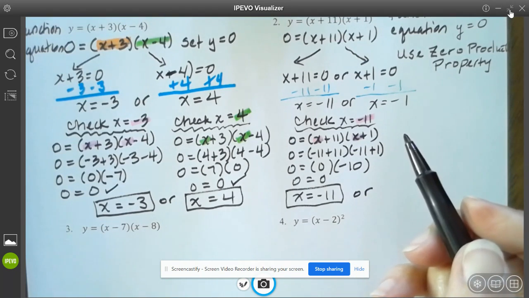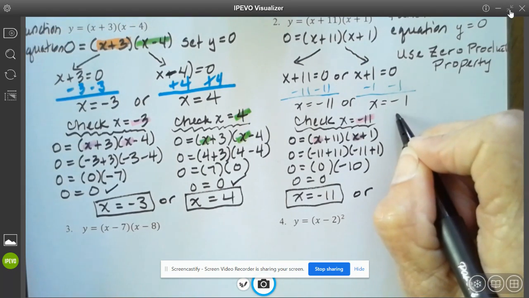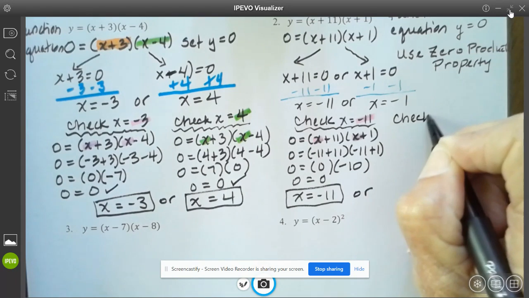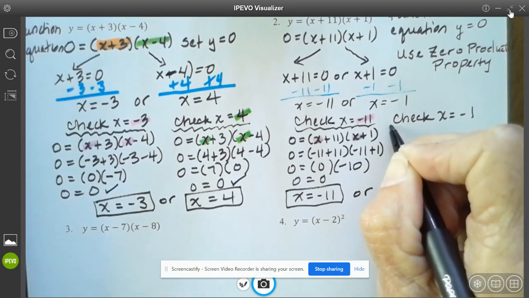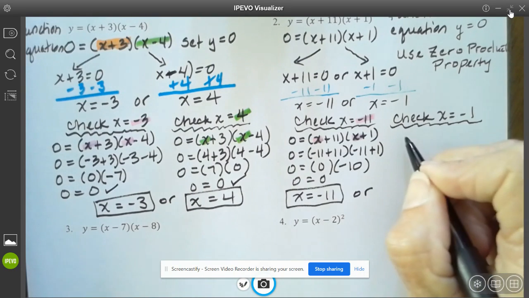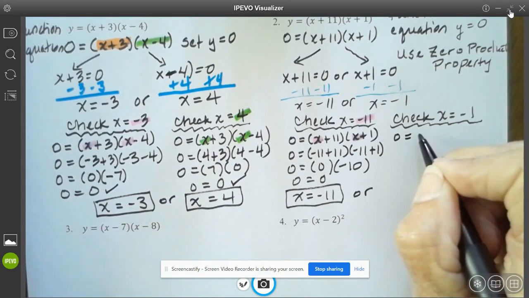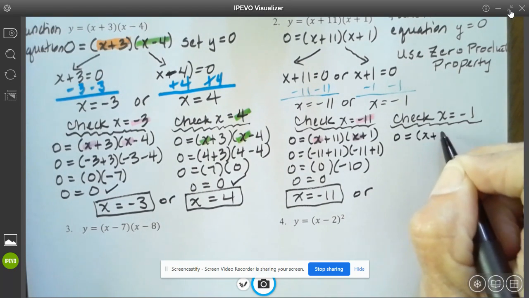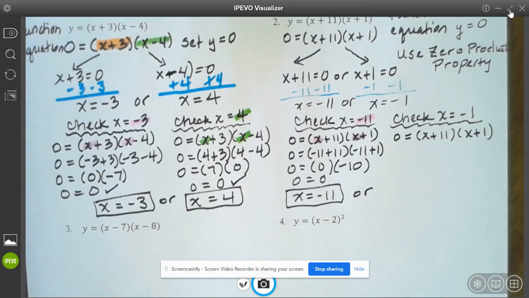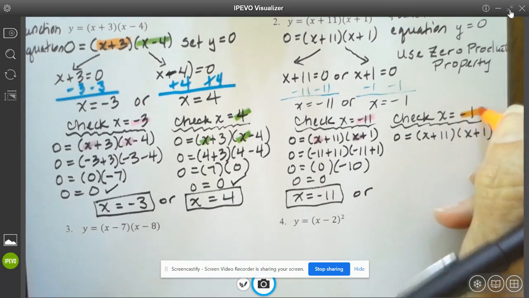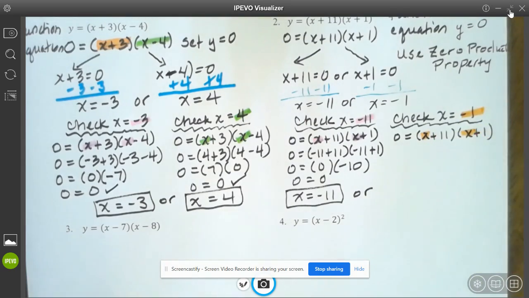That's pretty hard, Miss Shirley. How do you do that? Well, let's see if we can do this check to make sure that negative 1 also works. So start with your equation. Substitute. What are we substituting this time? We are substituting negative 1 in for both x's because we want to check that negative 1.